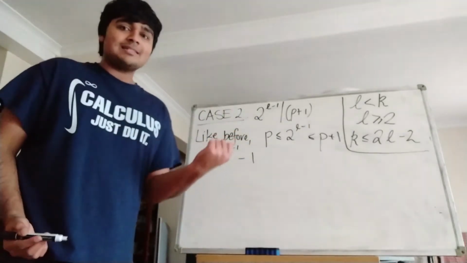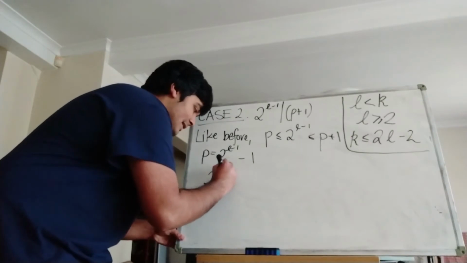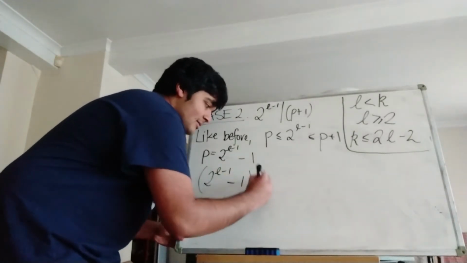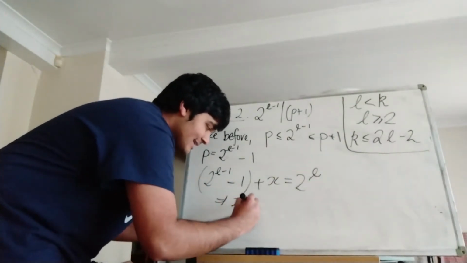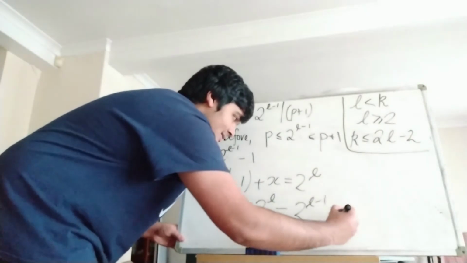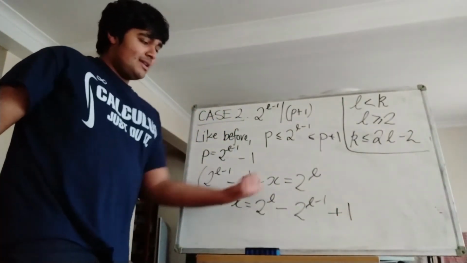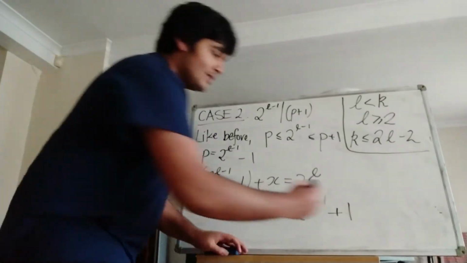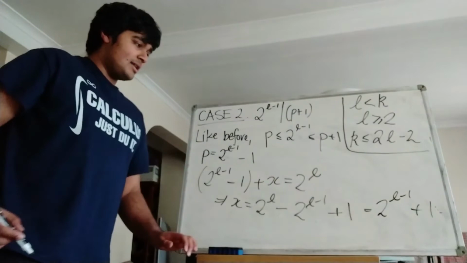But remember, p + x equals 2^l. So p + x is just 2^(l-1) - 1 + x, and that equals 2^l. So we get that x is equal to 2^l - 2^(l-1) + 1. But then this thing here, just sort of factoring out a 2^(l-1), this thing here is just 2^(l-1). So this is just 2^(l-1) + 1.